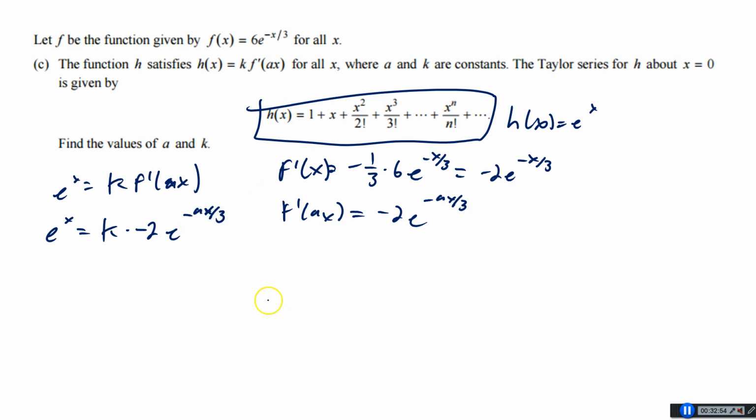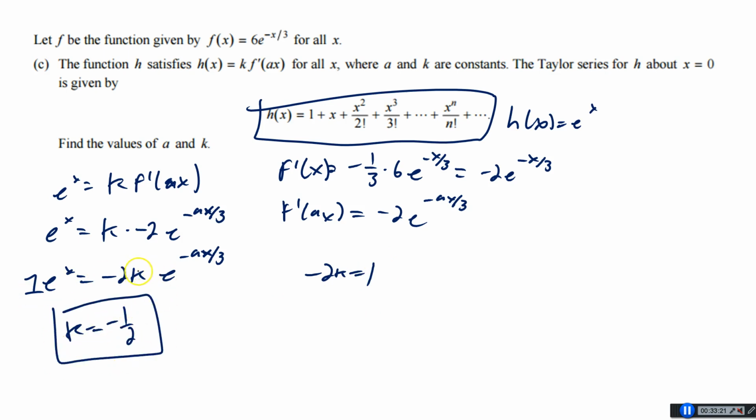All right. So let's see what's going on here. So we have e to the x is equal to negative 2k e to the negative ax over 3. So these have to be equal. That means that the exponents have to be the same and the constant in the front has to be the same. Well, notice that the constant in the front here is technically 1, right? So negative 2k has got to be 1. So what's k? You could make an equation, right? Negative 2k equals 1. All right, or you could just look at it and say, well, k is negative 1/2. There we go. Okay, so k is negative 1/2 because it has to cancel out the negative 2 to make the 1 in the front there.